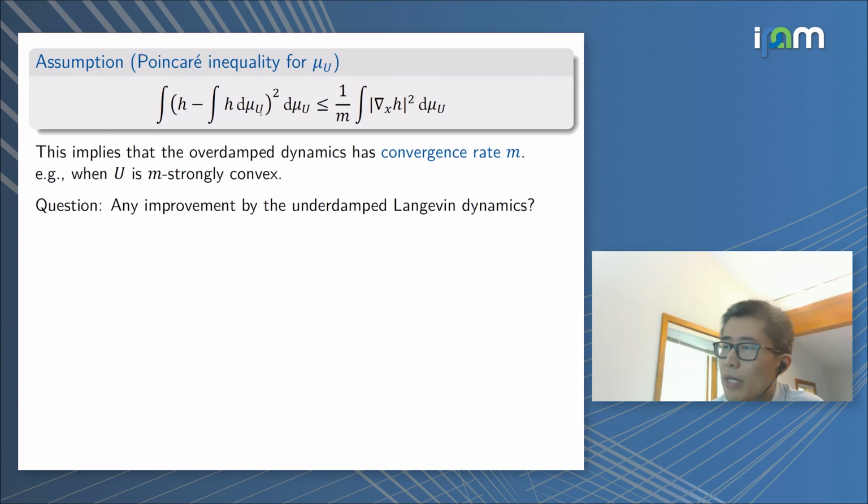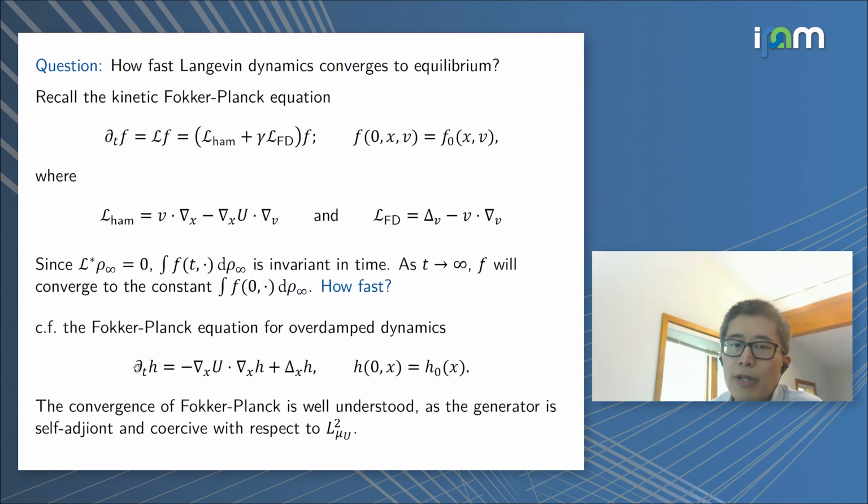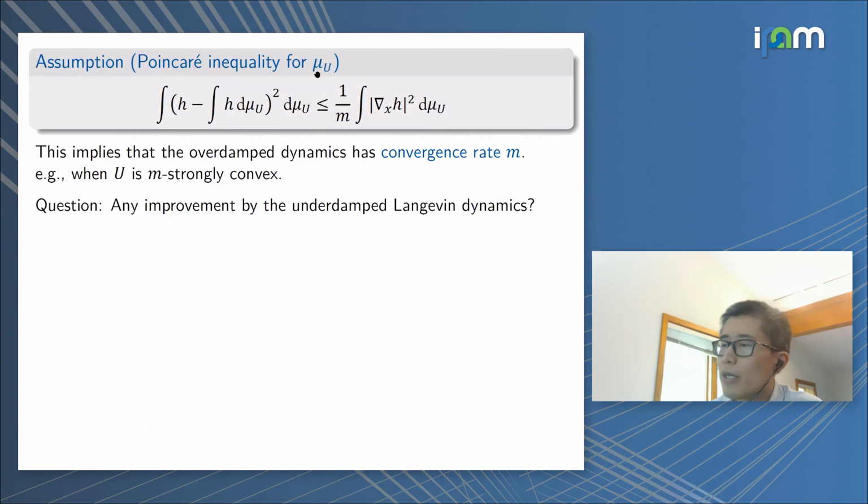Okay, so this is the Poincare inequality for the measure that we're interested in, in the x variable. By the way, I should emphasize that in the overdamped equation there was no velocity variable, right? So all these things are in x. While here in the underdamped equation there is of course a velocity variable. So this is the Poincare inequality for the measure in x. This is like h minus its average squared is bounded by the gradient of h squared, right? So it's the usual Poincare.